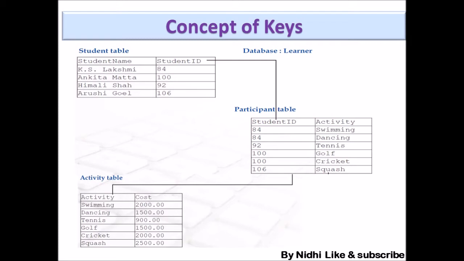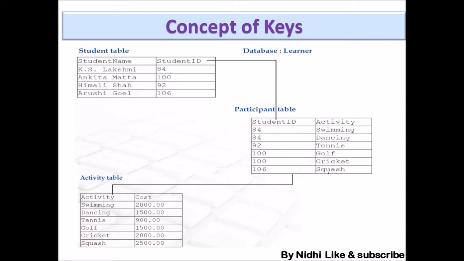We can represent tables like this also. The student name column contains four names: KS Lakshmi, Ankita, Himali, and Arushi Goel. These are the names of students, and their IDs are 84, 100, 92, 106.